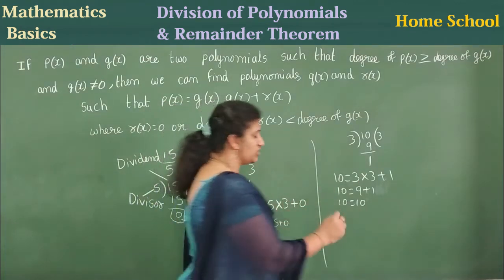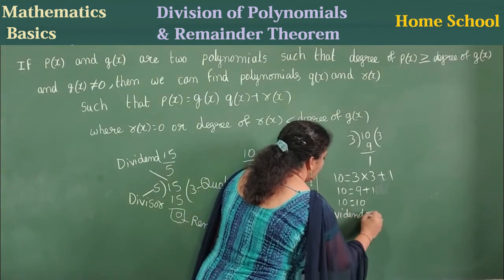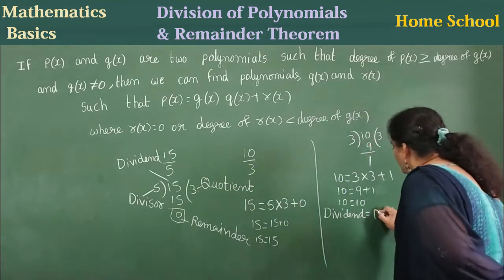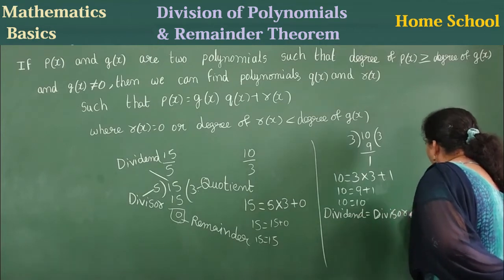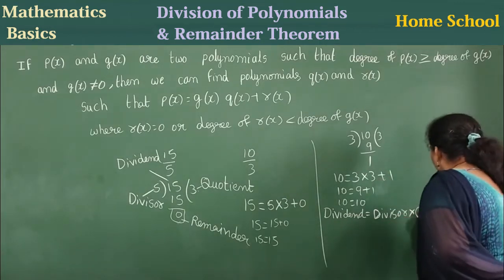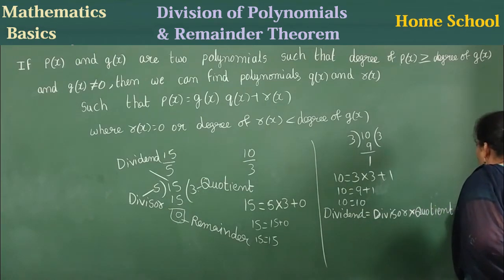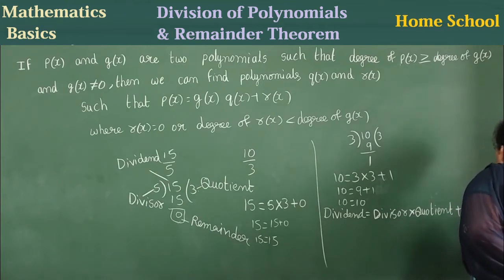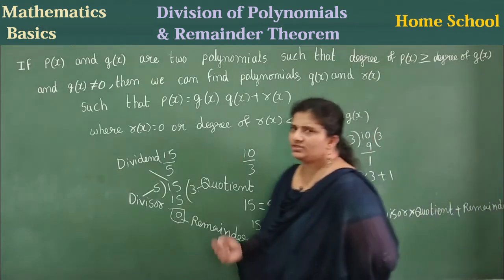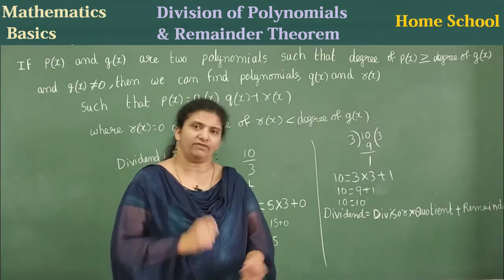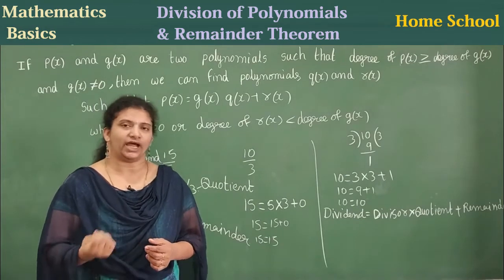How can you remember this one by a statement, children? Dividend is equal to divisor into quotient plus remainder. Okay, this is a small statement of what we know till now in divisions. If we divide a number with another number, we get a quotient and remainder.